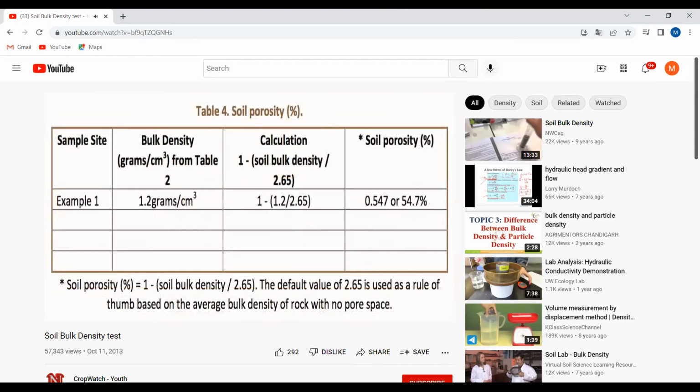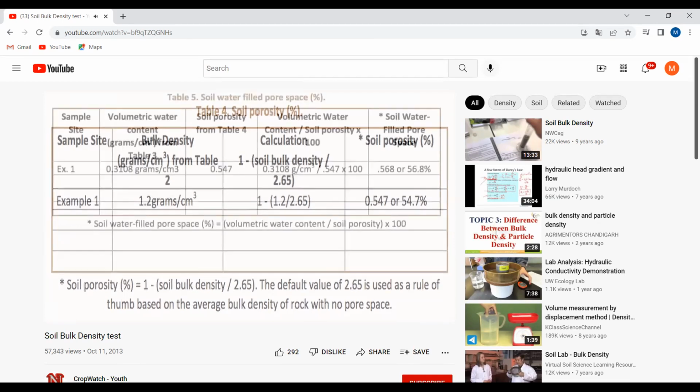After that step, table 3, we're going to go on to table 4 and determine soil porosity. And again, soil porosity, we talked about that earlier. So we take the bulk density in grams per cubic centimeter. We run through the calculation of 1 minus soil bulk density divided by 2.65, which is the density of rock. And then we get a soil porosity. In this example, it's 54.7% pore space, which is pretty good. Ideal soil would have 50% or more pore space.